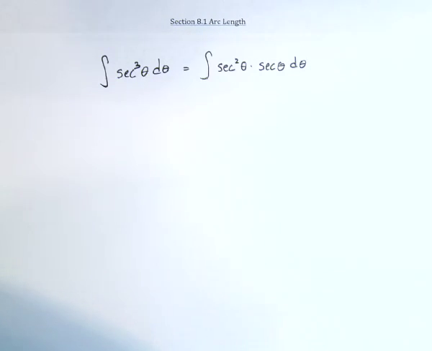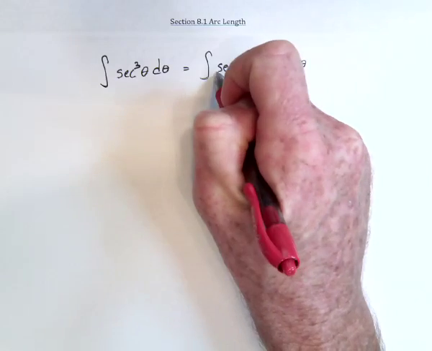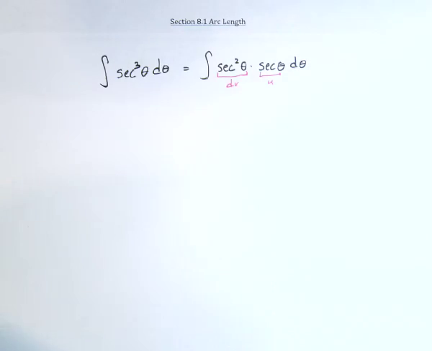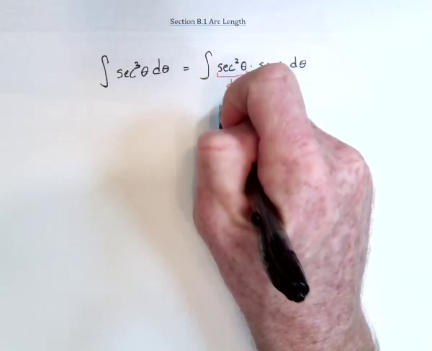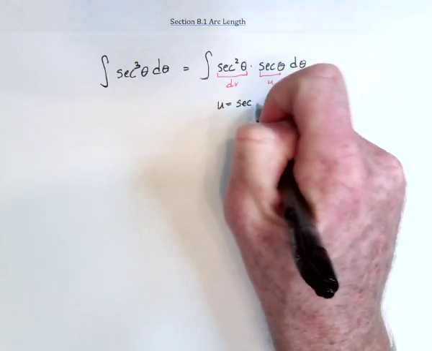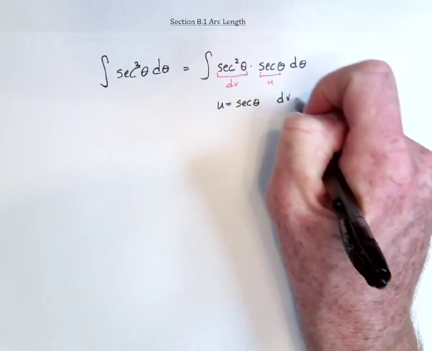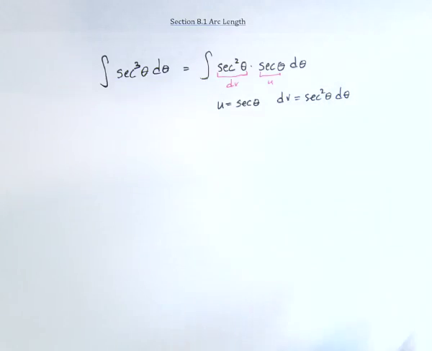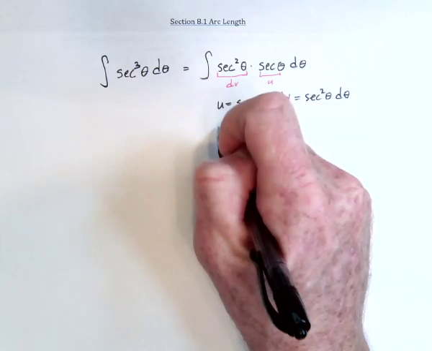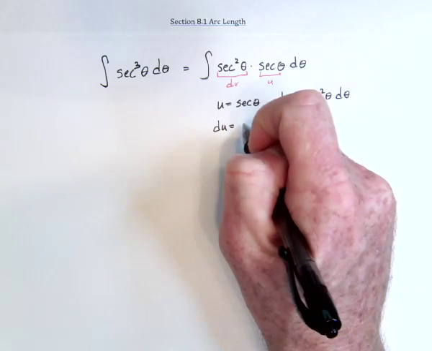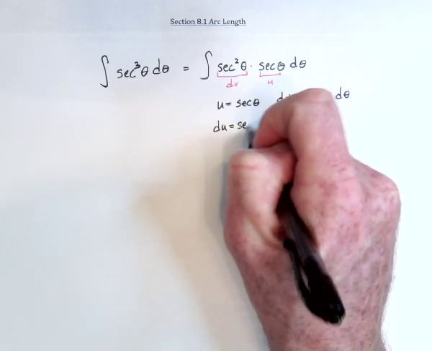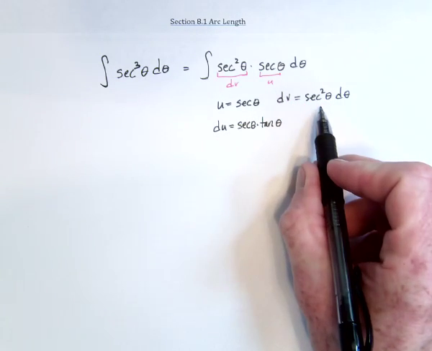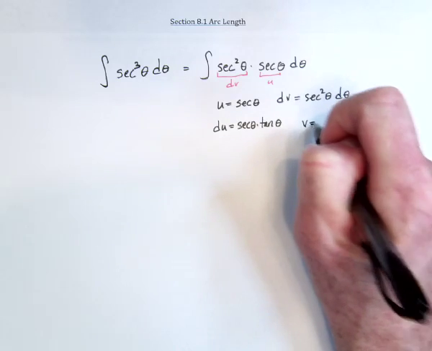And then for integration by parts, the secant squared is actually going to be dv, and this is going to be the u. So we've got u is equal to secant of theta, dv is secant squared theta d theta. Take the derivative over here, so the derivative of secant is secant times tangent. And over here, integrate, and you will get tangent.